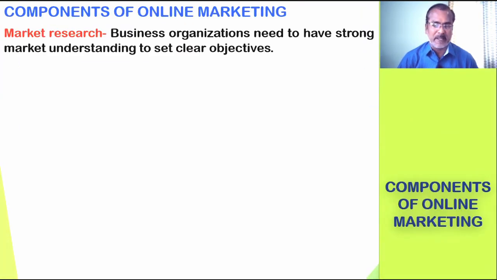Components of online marketing. There are various components which are used in online marketing to make it very effective. The first component is market research. Business organizations need to have strong market understanding to set clear objectives. If a business enterprise or a marketer has a clear understanding of the target market for its market offering, it will be enabled to set clear-cut marketing objectives as well as general objectives for the business enterprise.